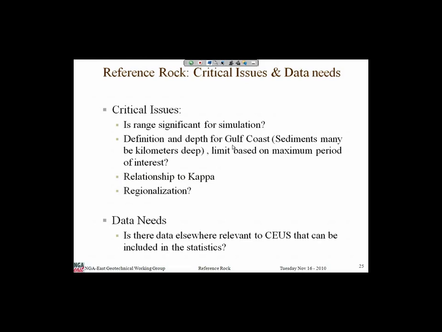There's also a relationship between VS and Kappa, and is it sufficiently significant to warrant that we would relate those two numbers? There's an issue of regionalization of the reference rock. Do we want to regionalize or not? Currently, we do not feel we have enough data to support regionalization, but maybe we're going to get more, or people feel differently about this issue, and feel that maybe we do need to have regionalization.